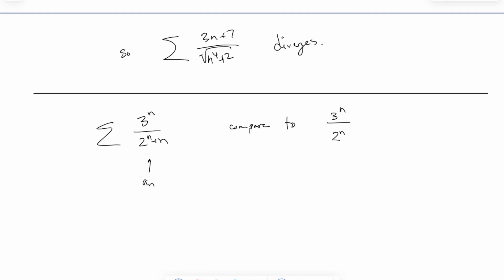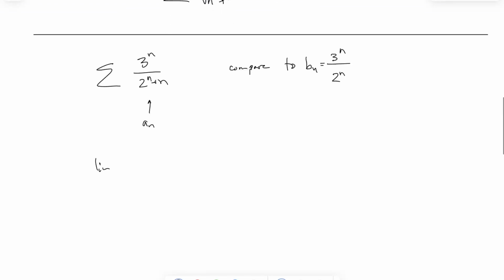So that's what I'm going to compare with. All right, this is my bn. So let's do it. I go lim of an over bn. This is my c. Is lim n goes to infinity. An is what we started with, 3 to the n over 2 to the n plus n. And then I'm dividing by the bn is 3 to the n over 2 to the n.